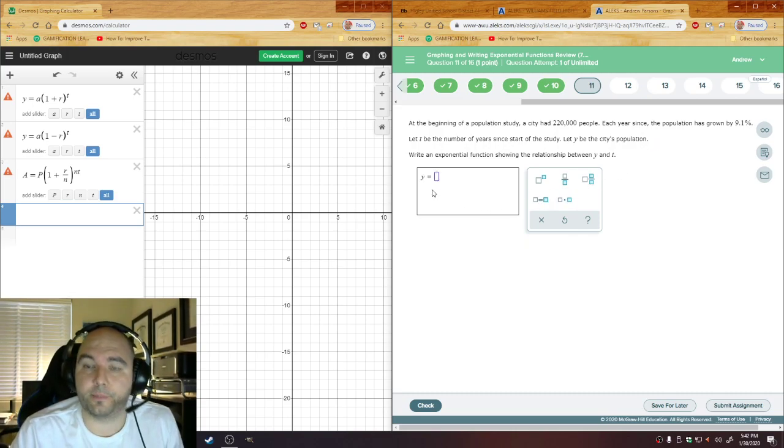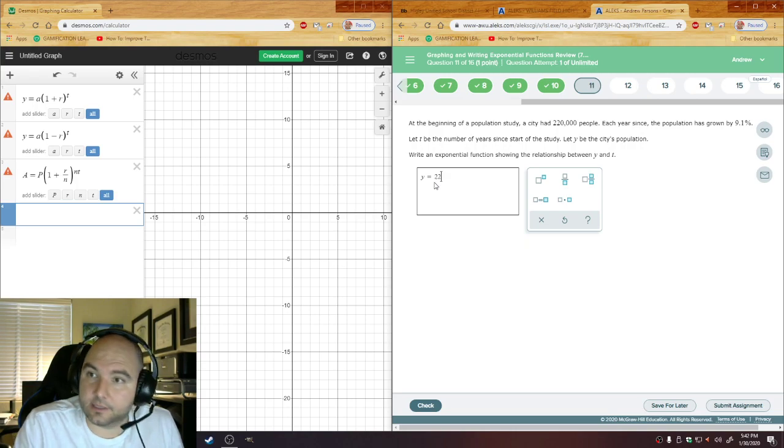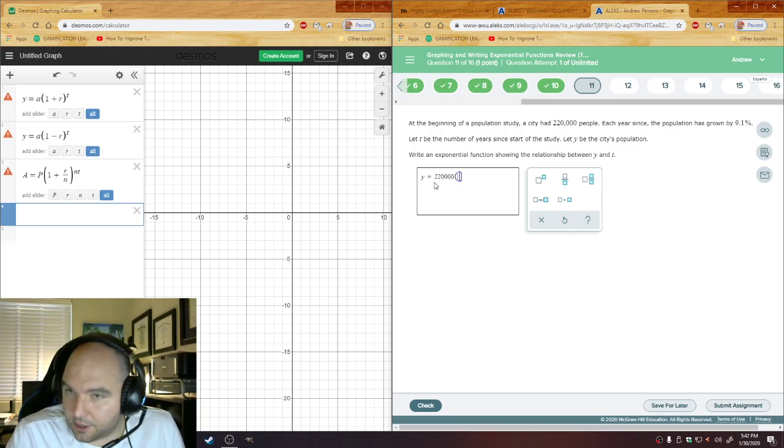Y equals. Now you don't put any letters besides y and t because they only ask you to show the relationship between y and t. So the a and the r have to be numbers. The a number is the starting amount, so 220,000 people. Please don't forget this. I saw people forgetting this. The inside of the parentheses must contain 1 to some degree, and then plus or minus. In this case, we're going to use plus because it's growth. If the population is growing, we do it. But we don't type 9.1.